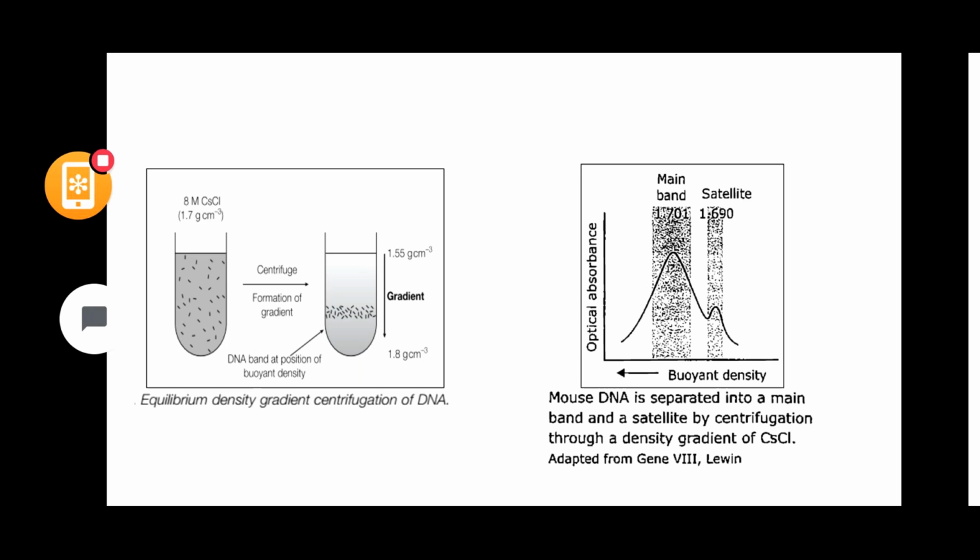But as I told you, satellite DNA is further classified into two other types, that is minisatellite and microsatellite. You can't distinguish minisatellite and microsatellite this way. It needs more advanced techniques, which you will learn in tools and techniques usually. In this way they get separated, and finally you can see the two bands, the main band and the satellite band.